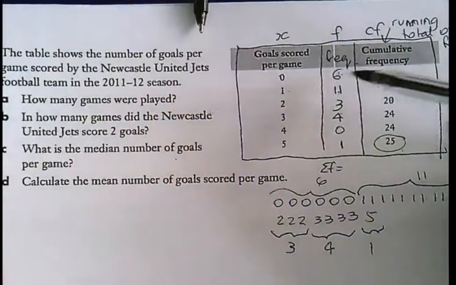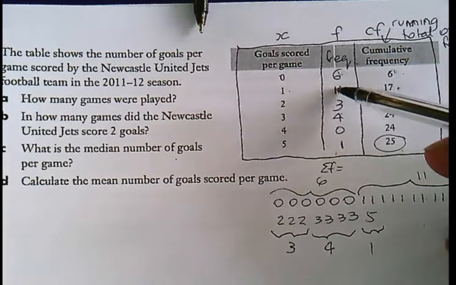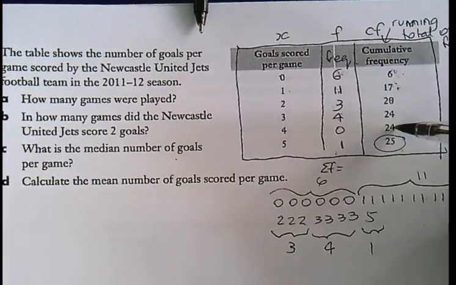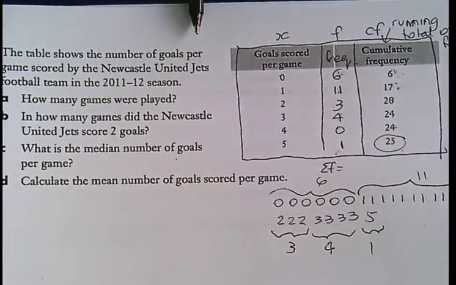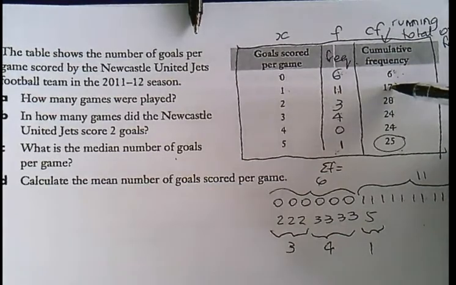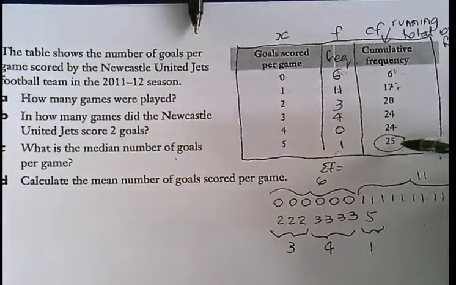So the way it works is, if I was given this data first, I go 6 numbers so far. 6 plus 11 is 17. 17 plus 3 is 20. 20 plus 4 is 24. 24 plus 0 is 24. 24 plus 1 is 25. So cumulative frequency tells you how many numbers I have so far. All right? And you have to work out the frequency column by subtracting. By working out, well, how did I get that? 6 plus what is that? You get it?